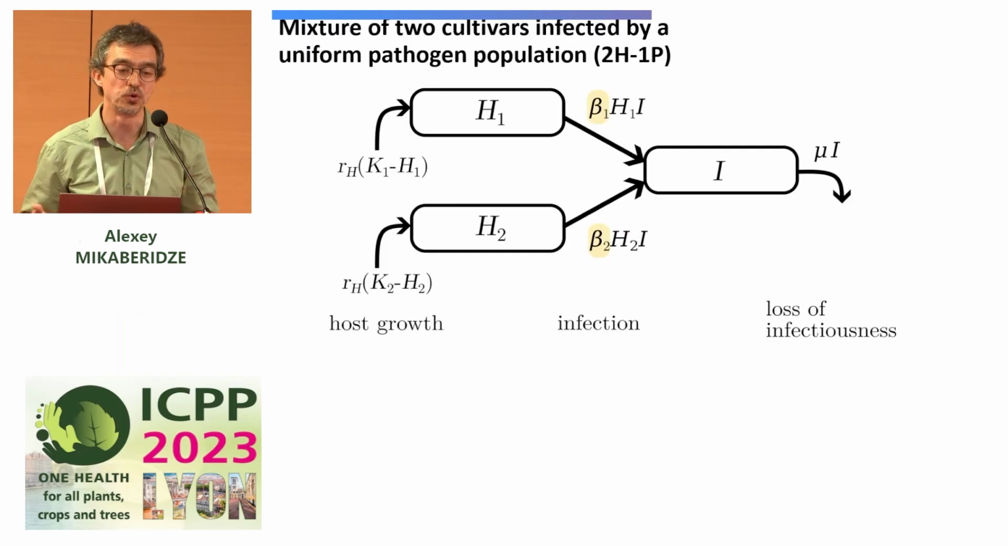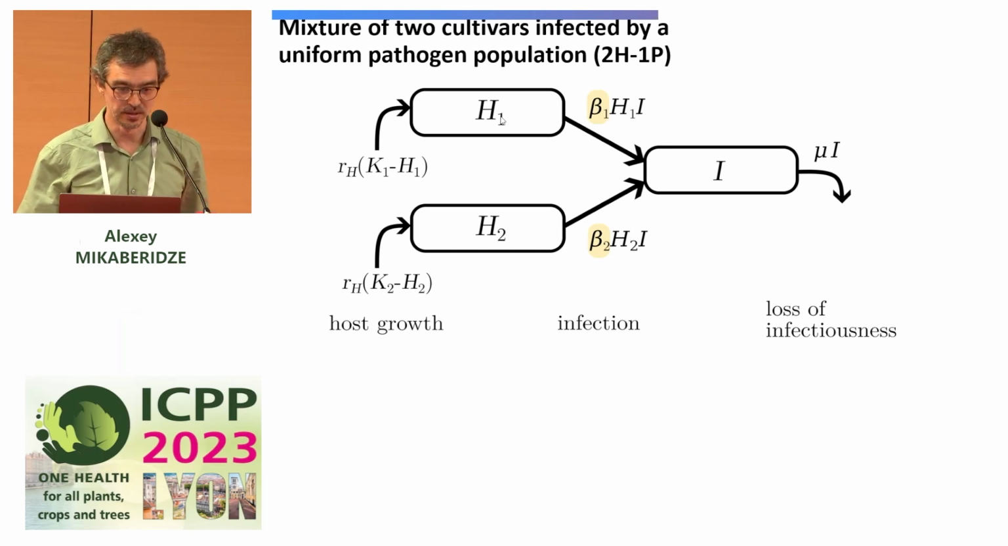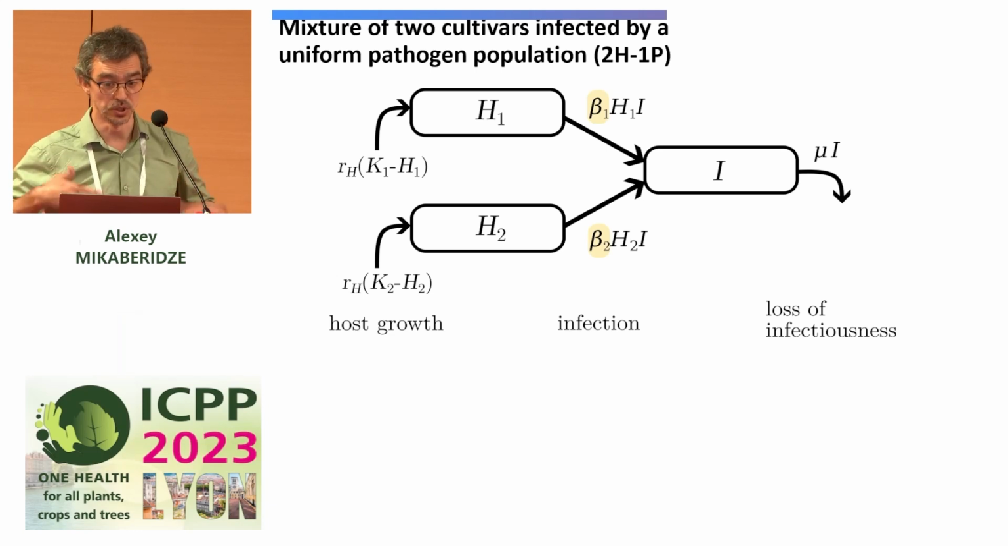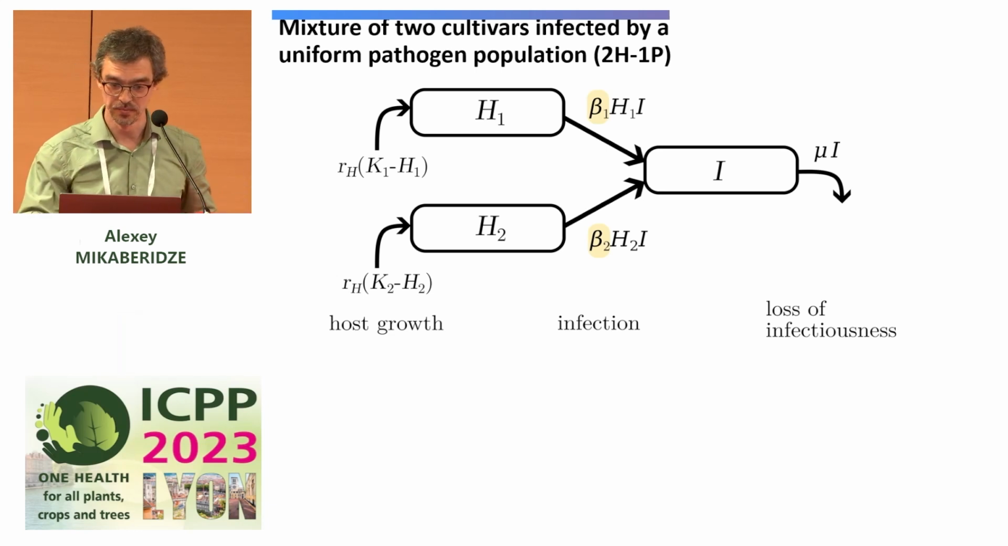Now, of course, to model cultivar mixtures, we need at least two different host compartments. These are now represented by H1 and H2, and these two can have different transmission rates. One of them can be more resistant than the other, and have a smaller transmission rate.